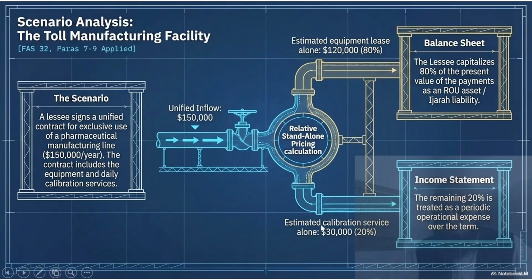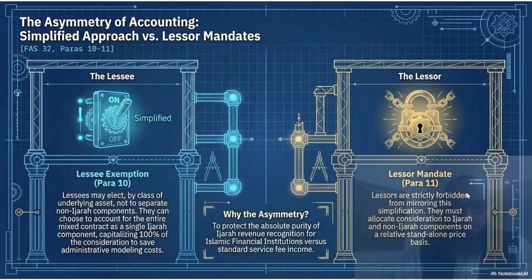Of course, the non-Ijara components are merely services, so they will be recorded for every period as an expense. Now here is something very important about the simplified approach. When there is a package deal, the lessee is allowed to treat the entire package, which has Ijara plus non-Ijara components, as an Ijara component. What does it mean from the accounting perspective? That the entire lease contract, in which there are some non-lease items as well, will be recorded as an ROU asset and a corresponding liability.